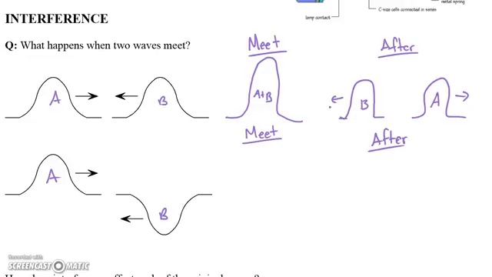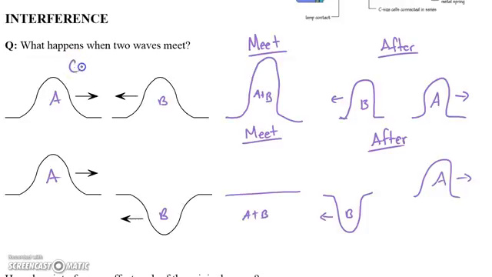Now for a crest meeting a trough, a very similar thing happens. We're still going to do A plus B, but if we think of one as positive and the other as negative, we end up with a completely no amplitude wave. And after, again, they just go right through each other as if they're not there, not affected. B keeps moving that way and A keeps moving to the right.